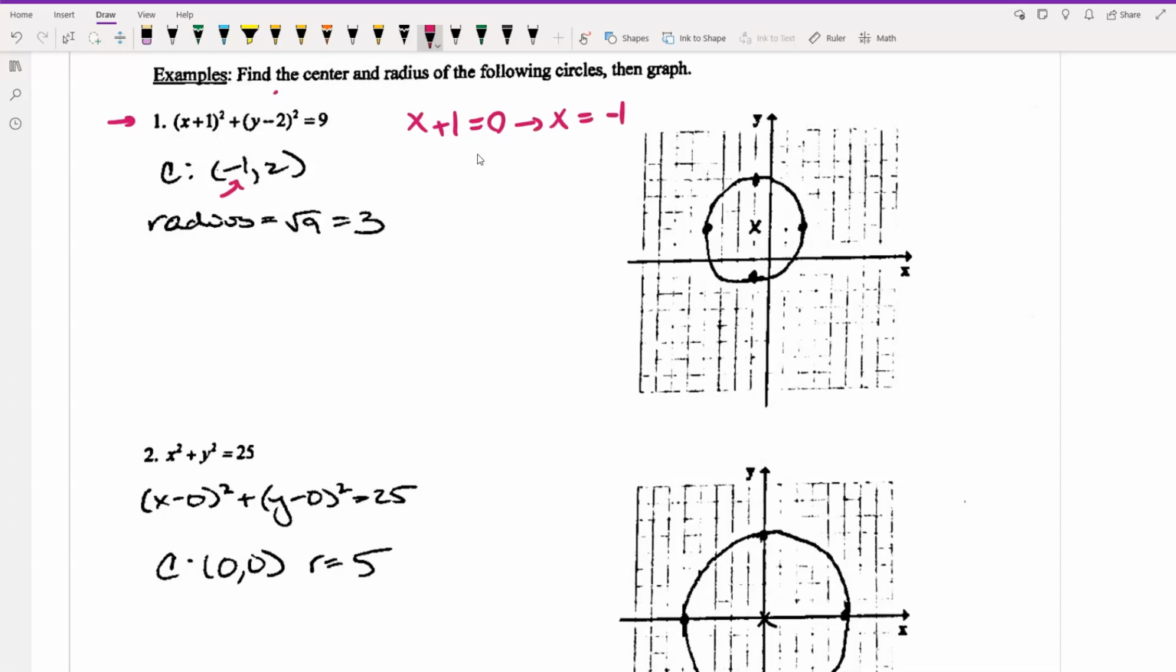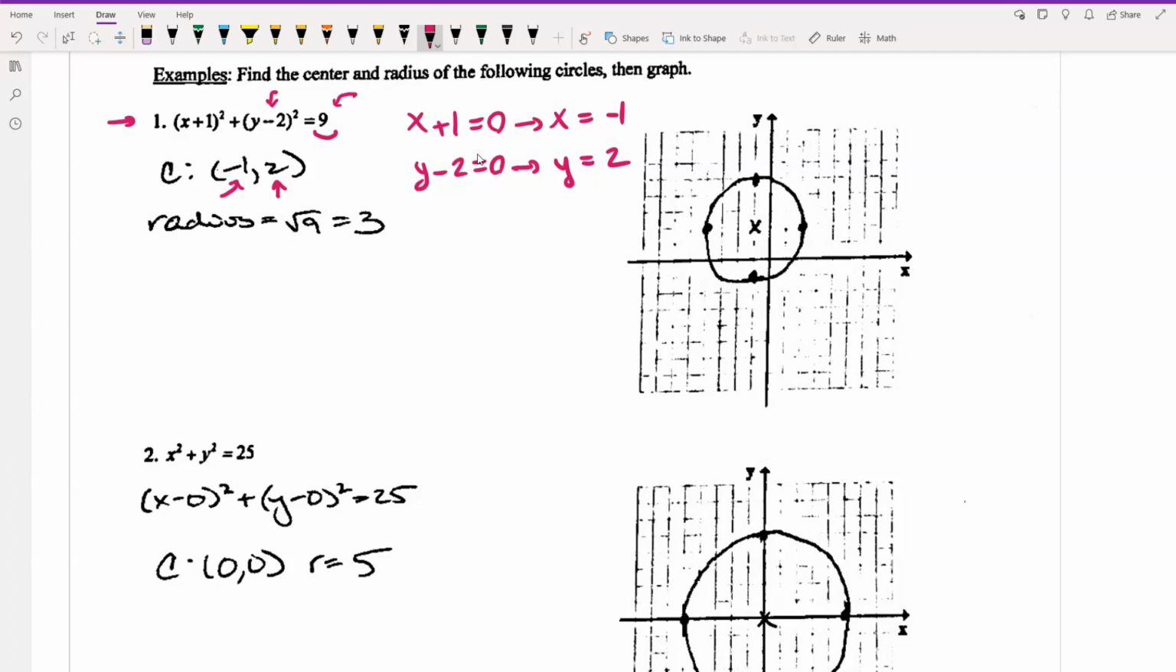And then for this part, we have y − 2 = 0. So y is equal to 2. And this is what we have here. So the center is (−1, 2). And what we have here on this part, that is how we can find the radius. So the radius is equal to the square root of 9, and that is equal to positive 3.